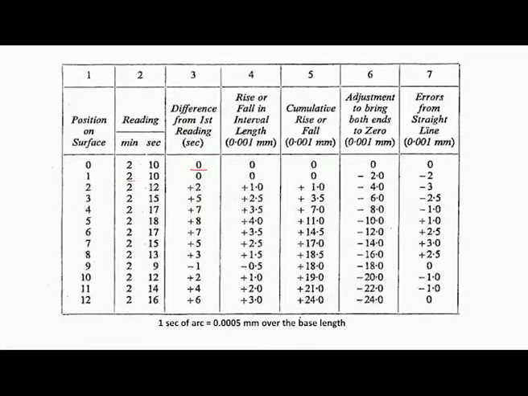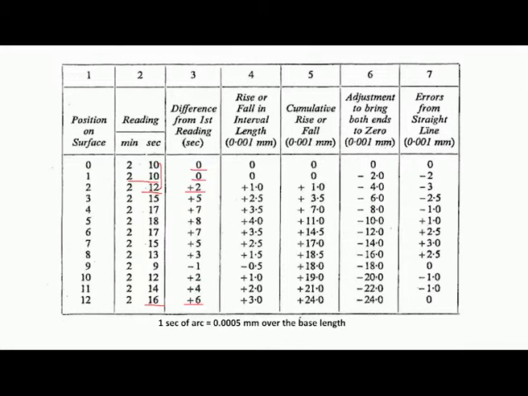So, now this is the second reading. The difference from the first reading is again 0, and the third reading is 2 minutes 12 seconds. The difference from the first reading, okay, is plus 2 seconds. Like this we have to find the difference from the first reading for all the values. The last reading you can see here is 2 minutes 16 seconds, whereas the first reading is 2 minutes 10 seconds. So the difference is plus 6 seconds.